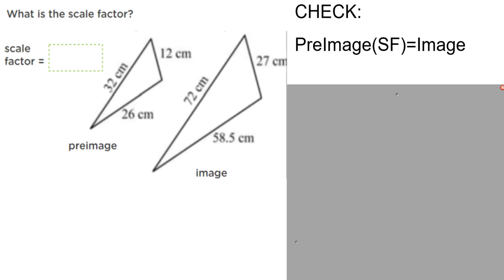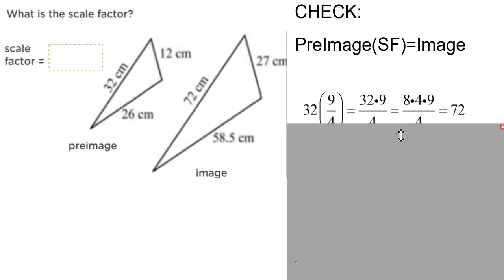By definition, we know the preimage times the scale factor, which I'm using SF to represent, equals the image. So if I took 32 and multiplied it by 9/4, do you have the match of 72? Well, remember, we're multiplying fractions, you multiply across. So we have 32 times 9 over 4. And we know 32 comes from 4 times 8. Notice how you have a greatest common factor of 4 in the numerator and denominator you could divide out. Then you're just left with 8 times 9, which is 72. So again, you started with 32 in the preimage, you ended up with 72 in the image.